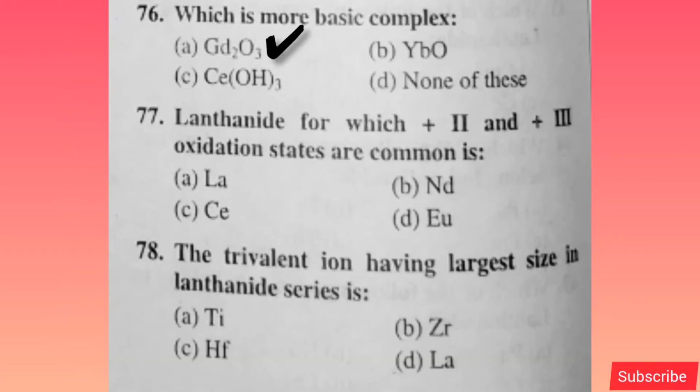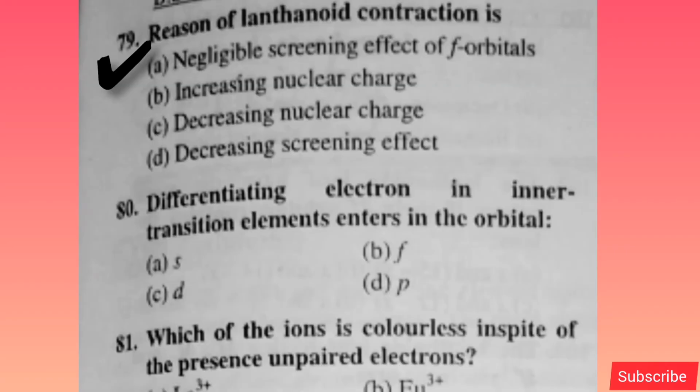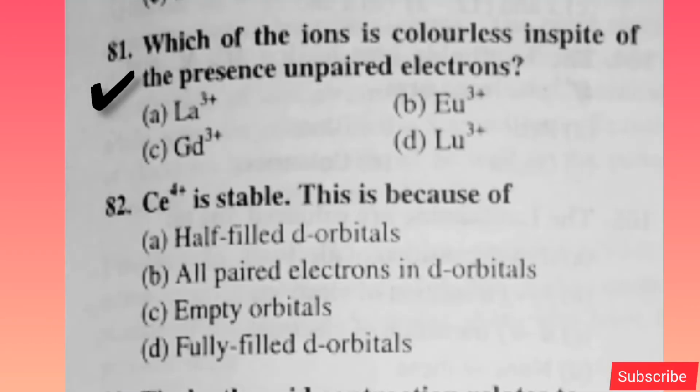Option A is correct. The lanthanide for which +2 and +3 oxidation states are common is. Option D is correct. The trivalent ion having the largest size in the lanthanide series is. Option D is correct. Region of lanthanide contraction is. Option A is correct. The differentiating electron in inner transition elements enters the orbital. Option B is correct. Which of the following ions is colorless in spite of the presence of unpaired electrons?